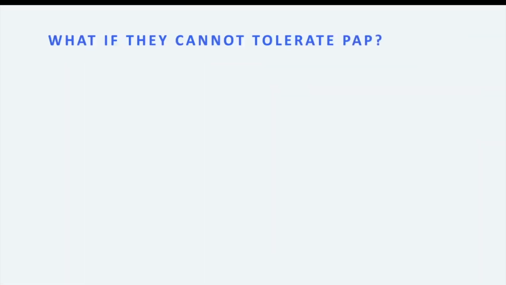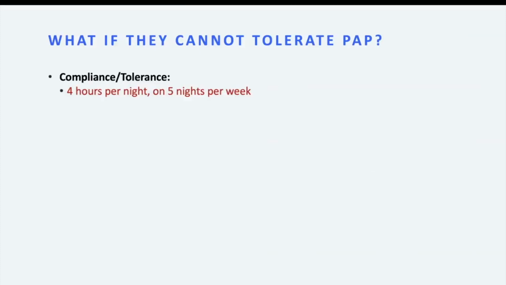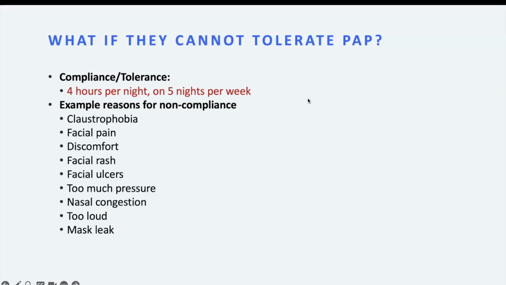What if they cannot tolerate PAP? Compliance and tolerance is defined as 4 hours per night on 5 nights per week. Examples of reasons for non-compliance include claustrophobia, facial pain, facial ulcers, facial rash, discomfort, too much pressure, nasal congestion, too loud, or even mask leak.